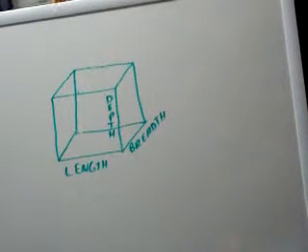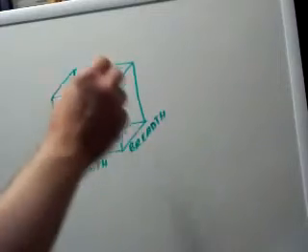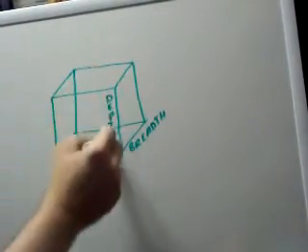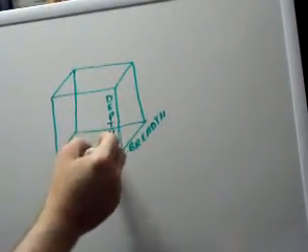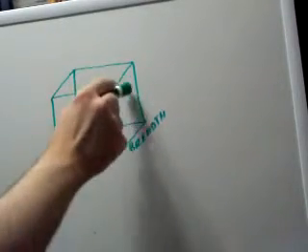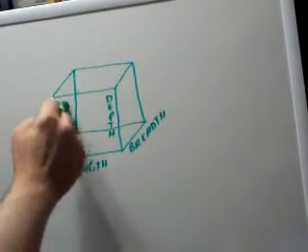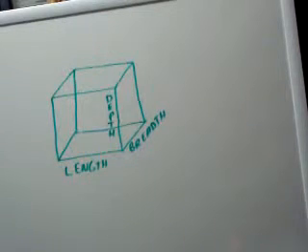Parallel planes are planes that never meet. This plane up here on top and this plane down here on the bottom will never meet. This plane right here and this plane right here will never meet. So on and so forth.